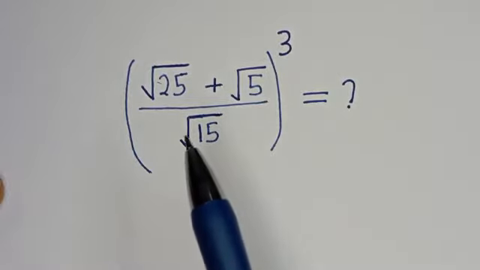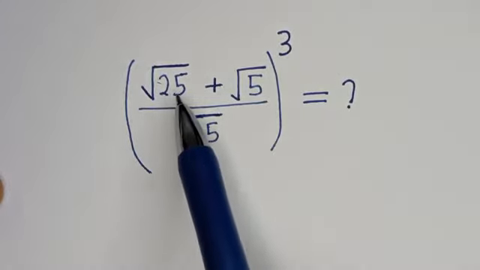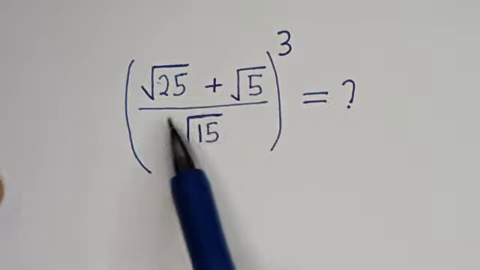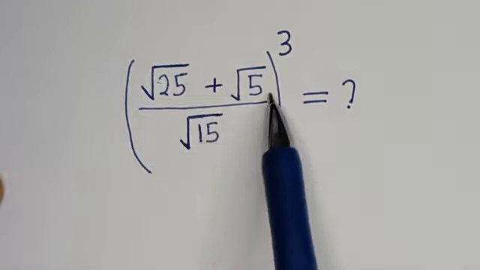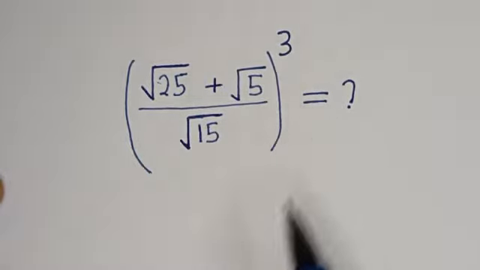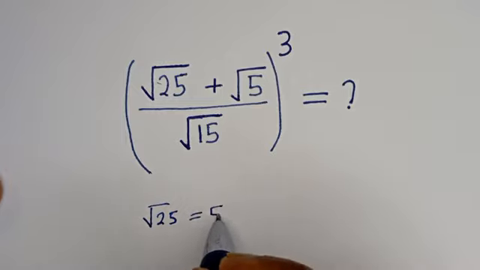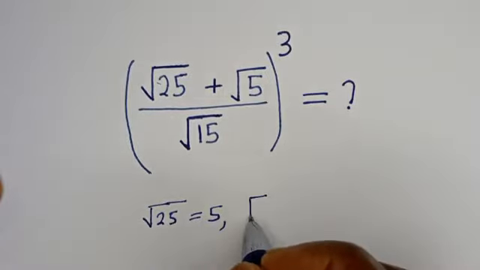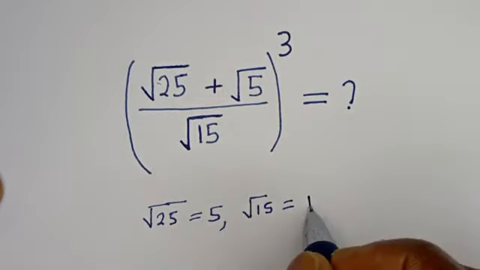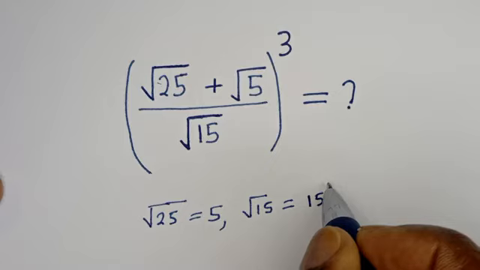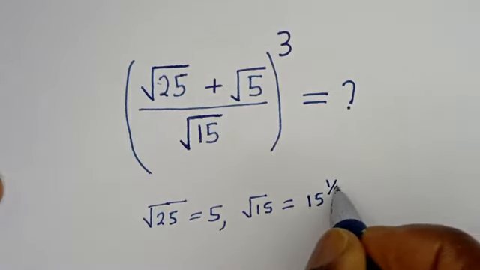Hello, how to solve this nice math problem: square root of 25 plus square root of 5, divided by square root of 15, all to the power of 3. Then square root of 25 is equal to 5. Square root of 15 is equal to 15 to the power of 1 divided by 2.